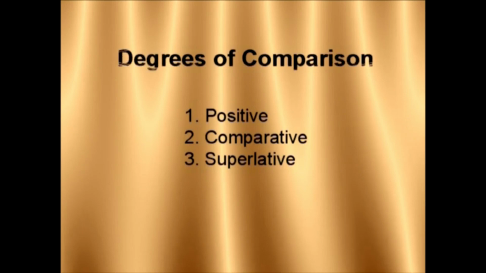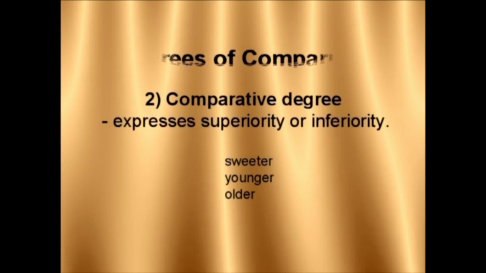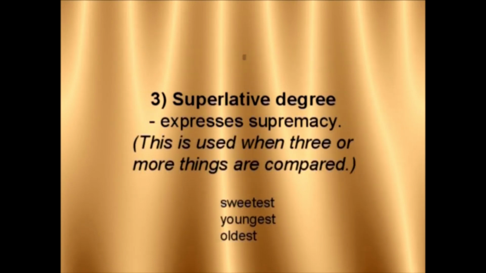Adjectives have 3 degrees of comparison. Number 1, positive degree, expresses equality. It is the simple or ordinary form of adjectives. For example, sweet, young, old. Number 2, comparative degree, expresses superiority or inferiority. This is used when 2 persons or things are compared. For example, sweeter, younger, older.